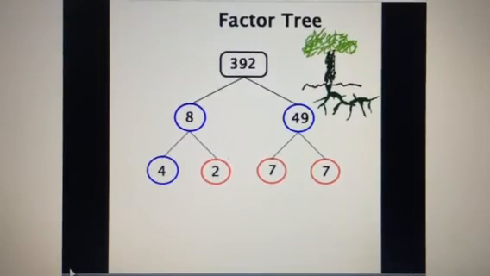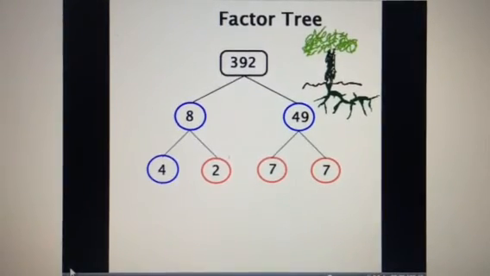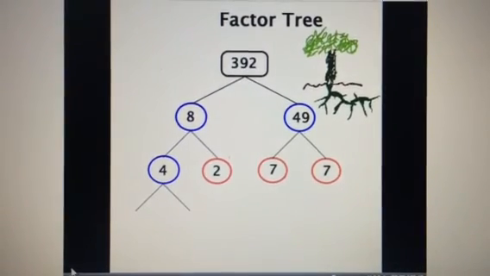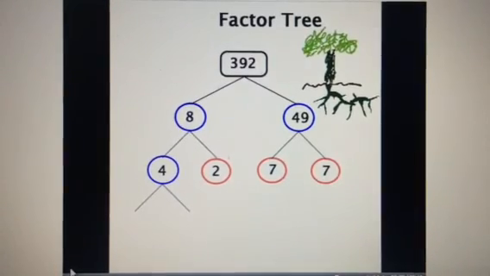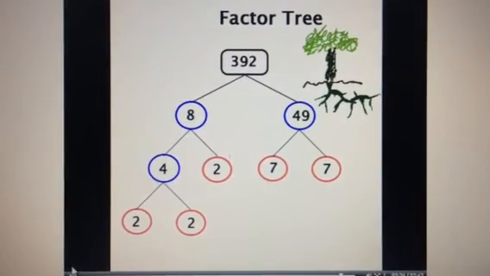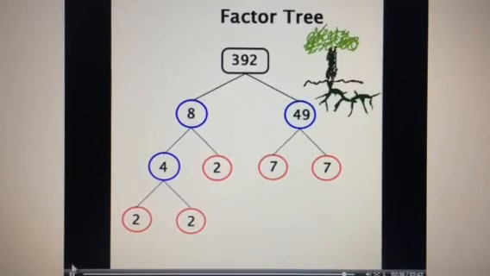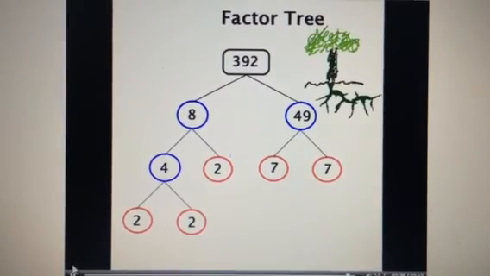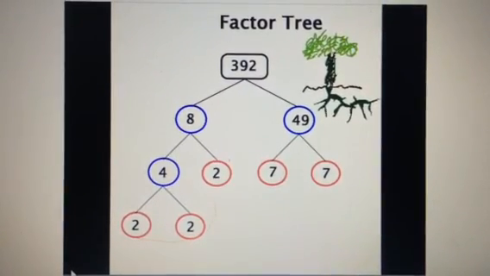So let's go back to the 4 and work with that a little bit more. 2 factors of 4 are 2 and 2, both prime numbers. So here at the bottom of our root system we have all our prime numbers right there.